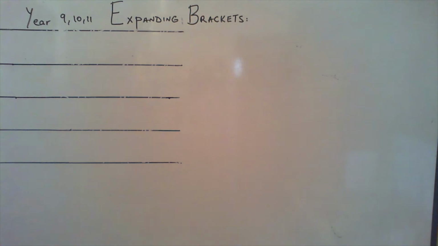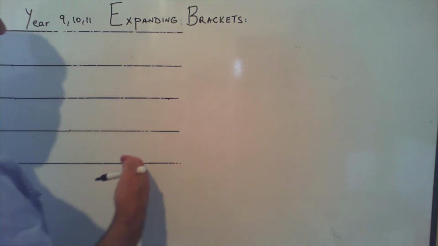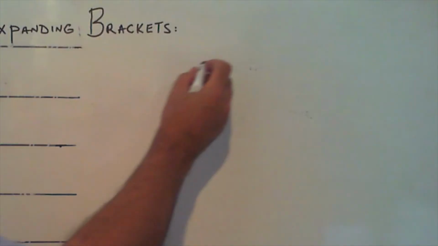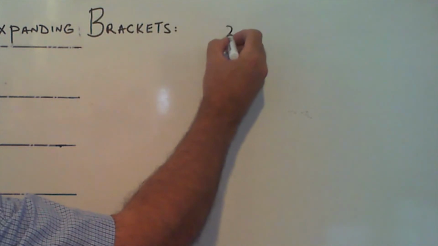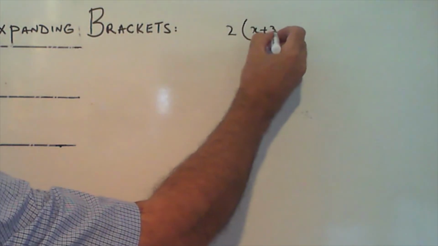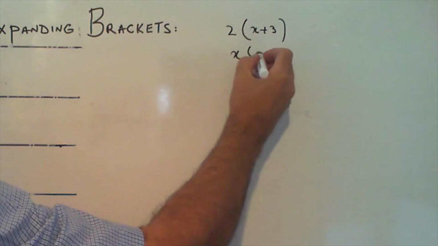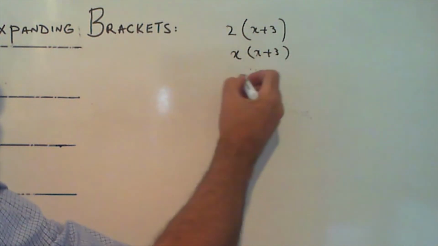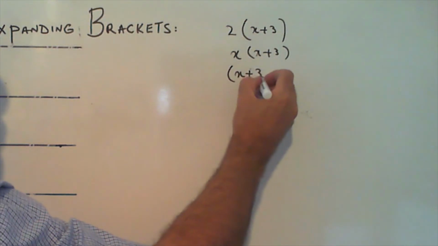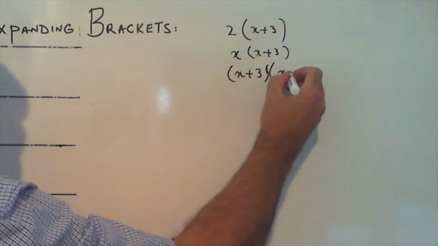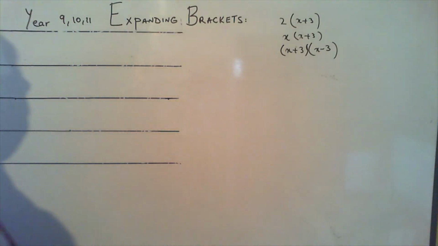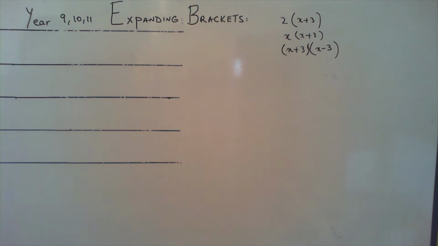Okay, so we've done two types already. The first type was a number and a bracket. The second one was an unknown and a bracket, and then we did two brackets. Okay, these are the types that we've done already with the examples. Now I'm going to go for the third type of question.